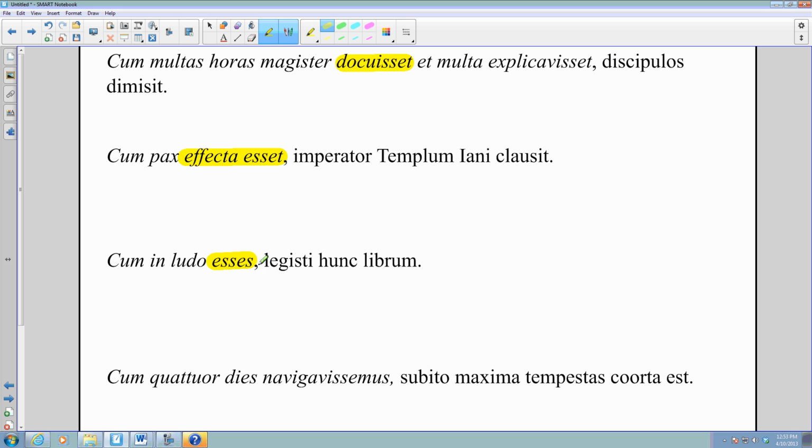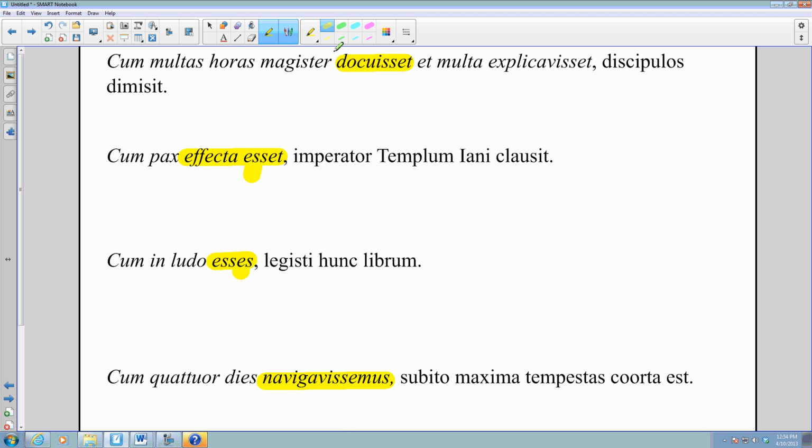Esses. That is a present infinitive plus a personal ending. Even though that looks just like this one right here, it's actually not a pluperfect subjunctive, because it has a present infinitive in it. That's actually an imperfect subjunctive. And then this one right here, of course, we have as a pluperfect subjunctive.